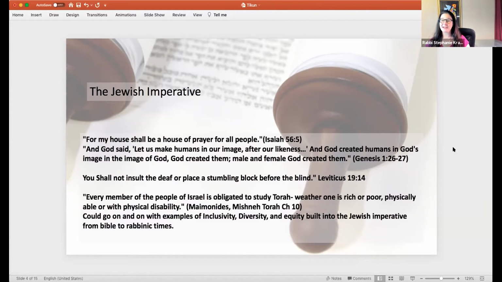If we can all be in the image of God, then we would all be on equal ground, really, and treating each other in an equitable fashion. "You shall not insult the deaf or place a stumbling block before the blind." And this is really an imperative for action, right? This is what we're being told to do.